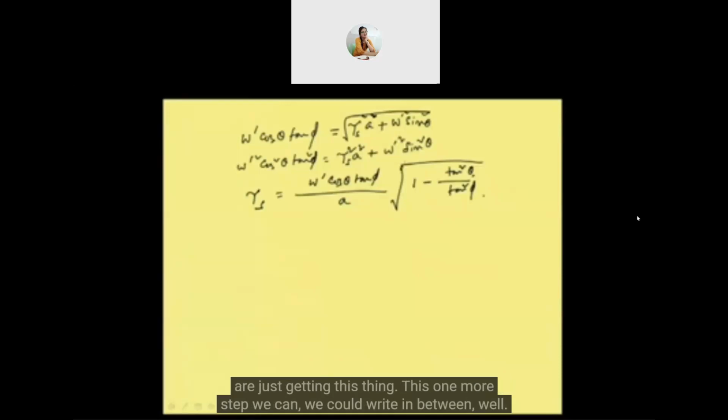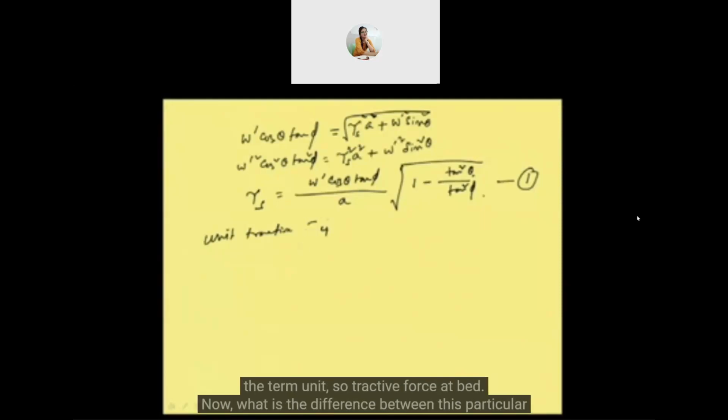So that way we are getting this tau s, the side tractive force. We are getting an expression. Let us give the number 1 to this equation. Now if we talk about the shear stress at the bed, or rather let me use the word unit tractive force, because already we are using the term unit. So the tractive force at bed.